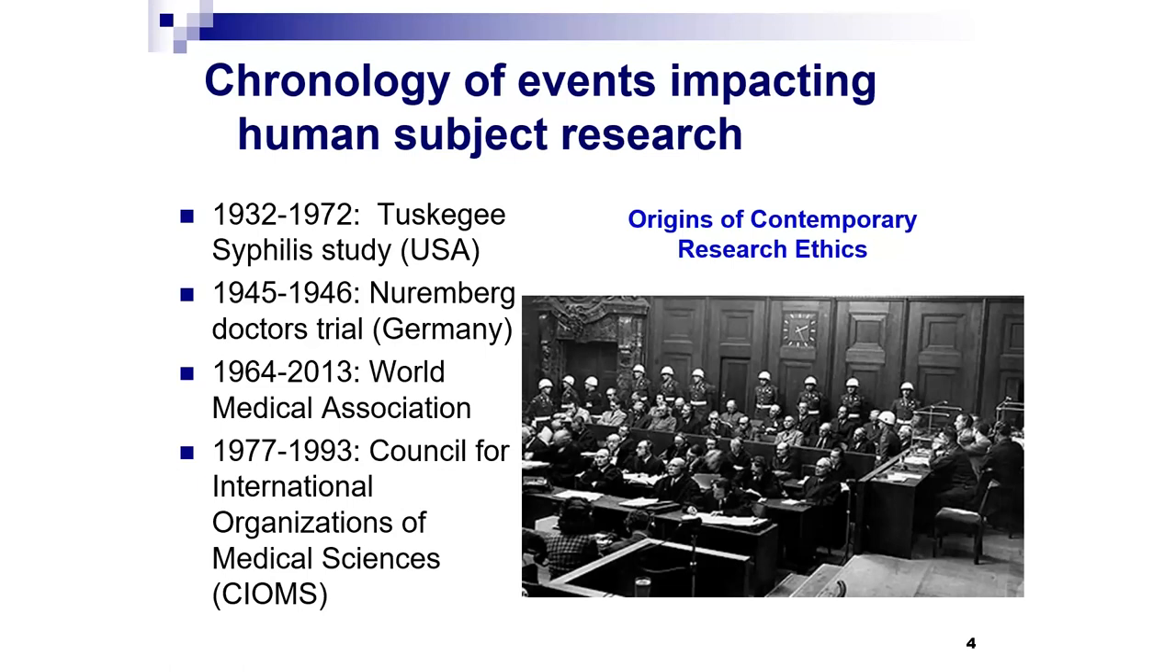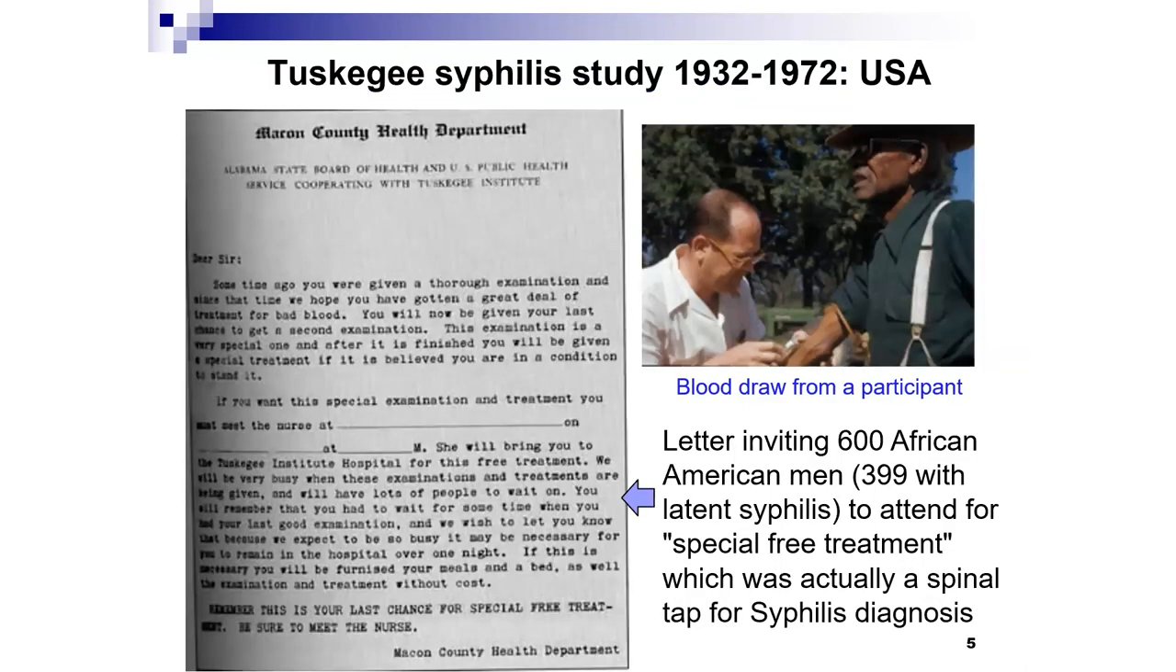So you can see a picture. This is a court full of military sitting in the room. And that is actually the origin of contemporary research ethics. And what it means, I'm going to tell you in a few minutes. Next slide, please. So let me start with the Tuskegee study.